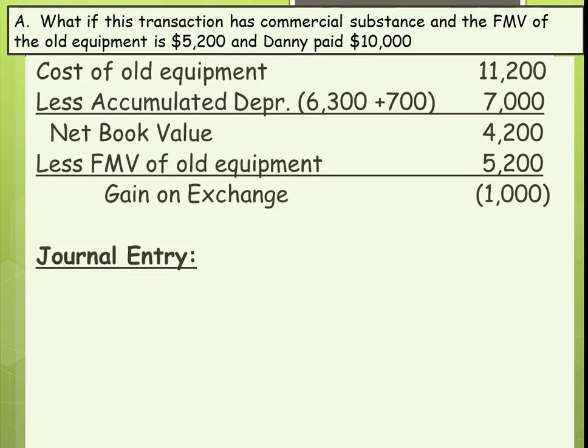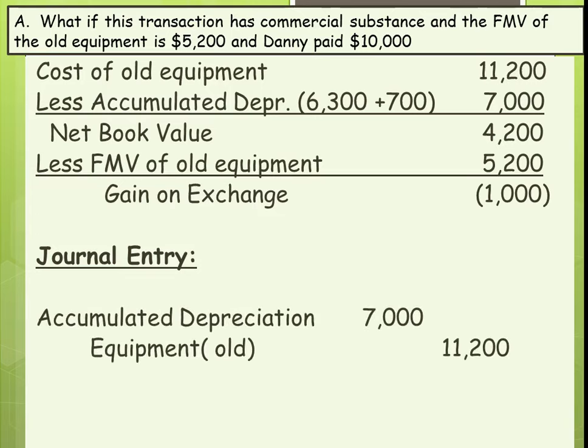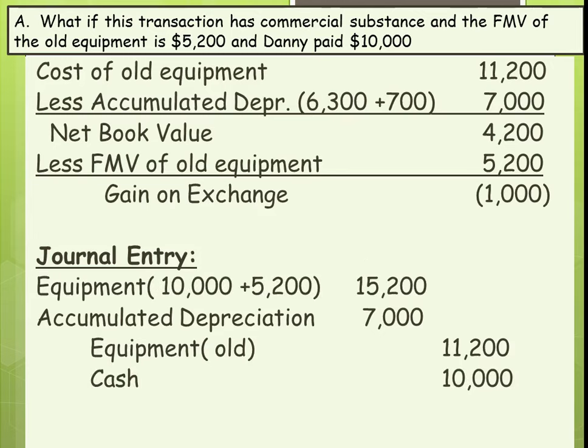Now, the first thing I always like to do is take the old equipment off the books. Then I book the cash. Then I book the value of the new equipment, and in this case, it would be the cash plus the fair market value of the old, and then I book my gain.